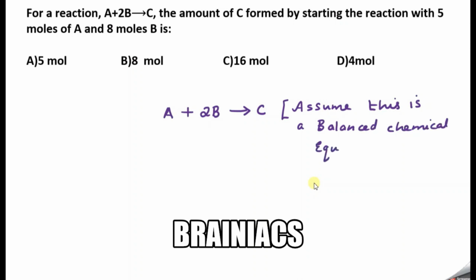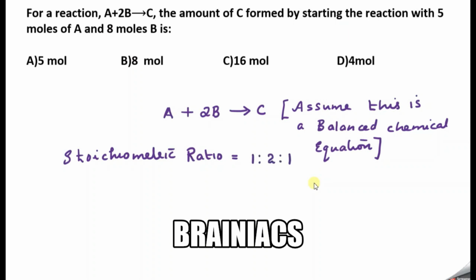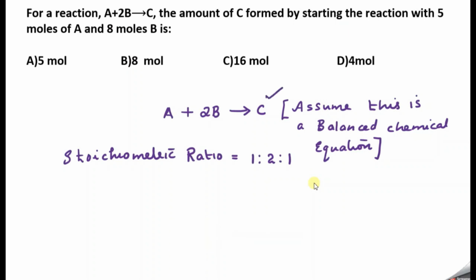Now we will apply the concept of stoichiometry. Tell me what the stoichiometric ratio is. The stoichiometric ratio is 1 is to 2 is to 1. Now, which terms do we need to relate? They are asking for the amount of C formed by starting the reaction with 5 moles of A and 8 moles of B. So we need to link between these three.